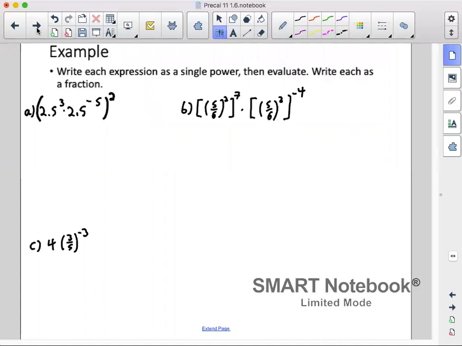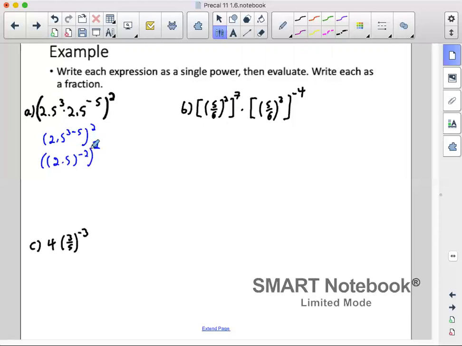So first one, we've got 2.5 to the power of 3 times 2.5 to the power of negative 5, all to the power of 2. Now we've got two exponents of the same base being multiplied together inside our bracket, so we want to do that first. Because they're multiplying together, that means we add our exponents. So this becomes 2.5 to the power of 3 minus 5, squared. So that would give us 2.5 to the power of negative 2, to the power of 2.